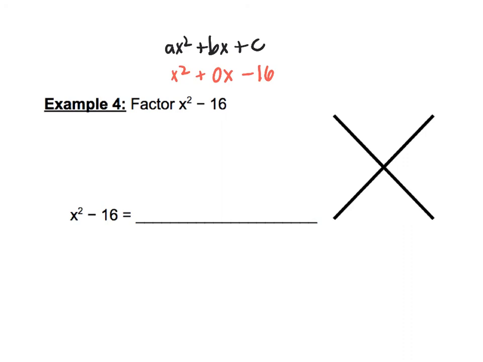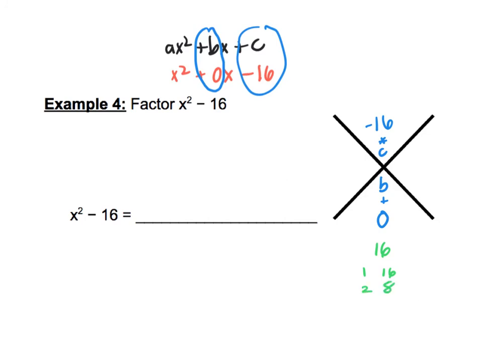So using that, I'm going to use my x method. Remember, b goes on the bottom, we want to add to it. In our case, b is in the same place as 0. C goes on the top, we want to multiply it, and c is in the same place as -16. Now I'm looking for things that multiply to 16. I know I have 1 and 16, I have 2 and 8, I have 4 and 4.